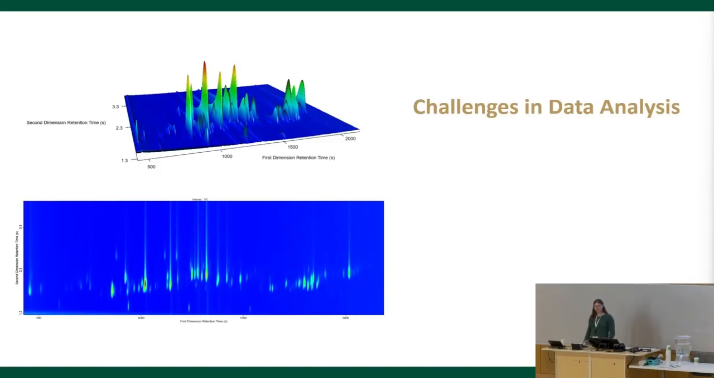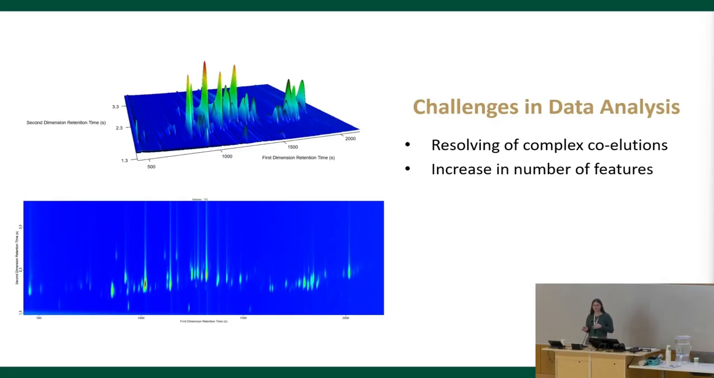When dealing with complex non-targeted data, there are a number of challenges to overcome. First, we resolve a lot of complex coelutions. This means that we're seeing more of what's in our sample, and that more can sometimes feel overwhelming or hard to characterize. Additionally, because we resolve all of these coelutions, we're seeing more features in our samples and accordingly an increase in the number of compound classes.